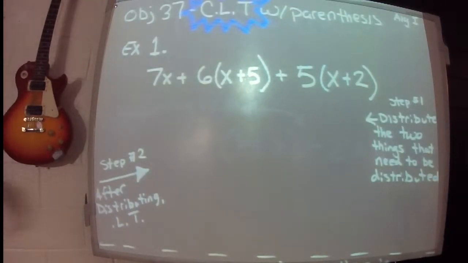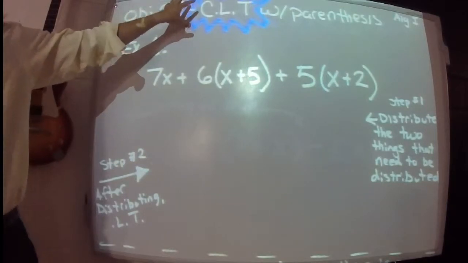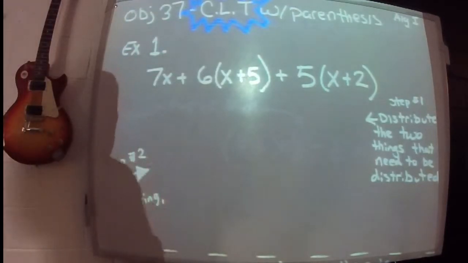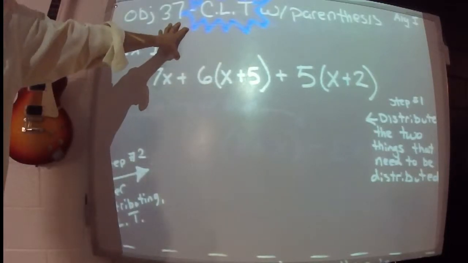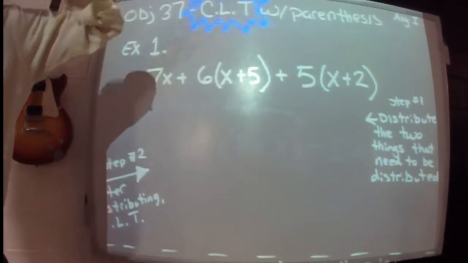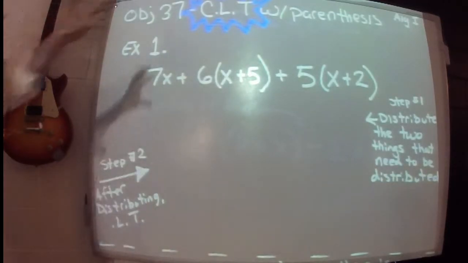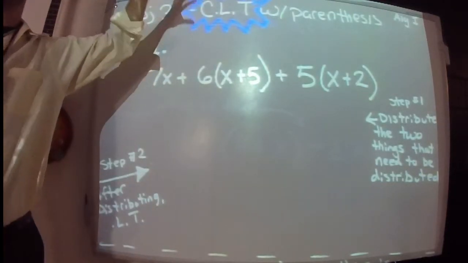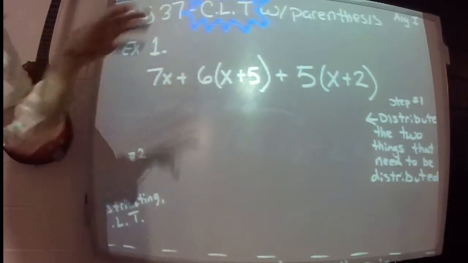Now, one thing I want to say about objective 37 is this is the last objective that you're going to see that is entirely about expressions. What do you think comes next after expressions? Equations. Going to be equations. So you made it all the way up to 37. 38, which we're going to do tomorrow, is the first time we're actually going to see equations.